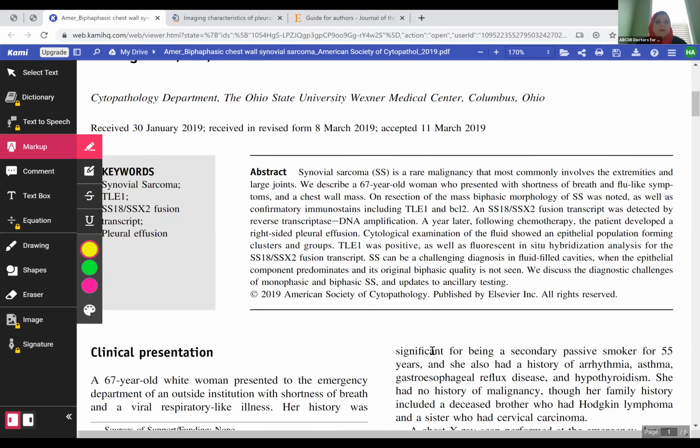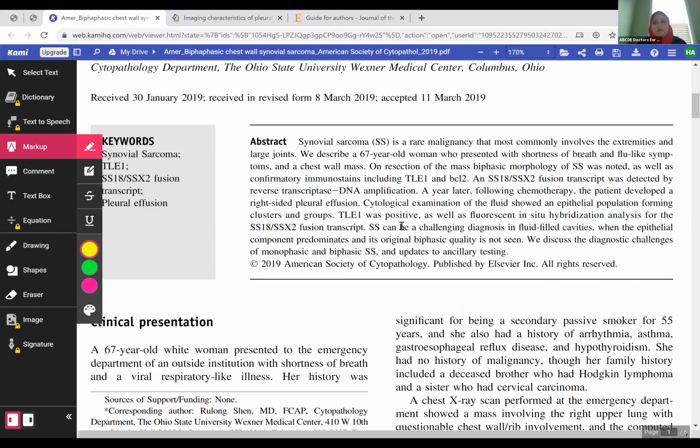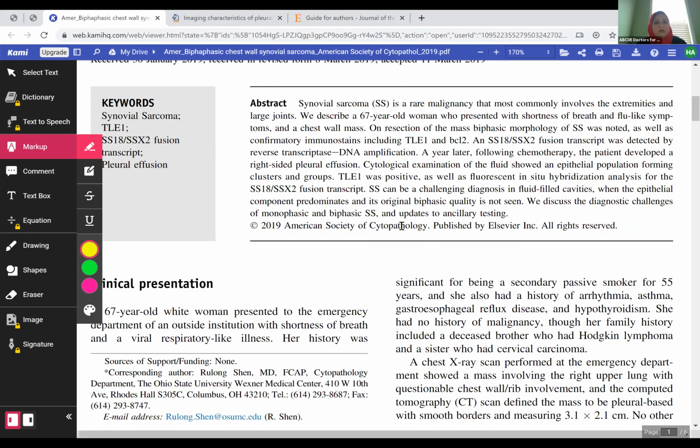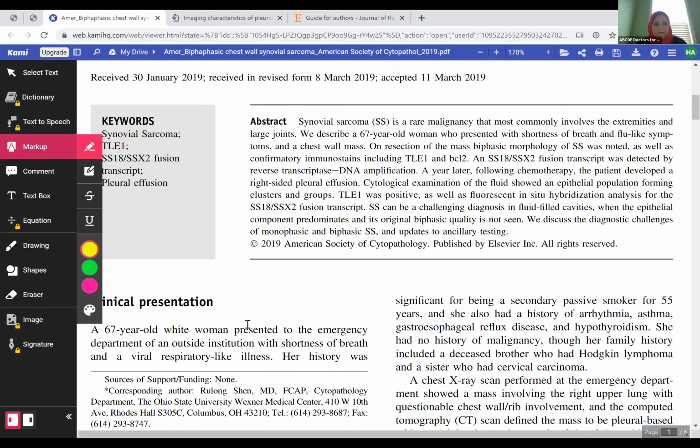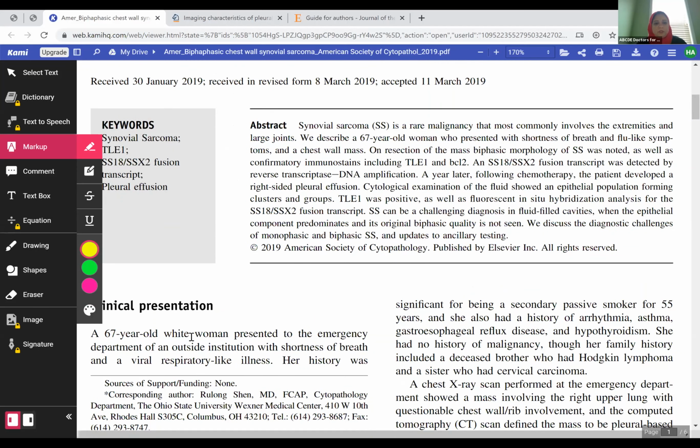So now let's go to the next part. The way this is set up depends on the journal article, the journal guidelines. The first thing that comes is the clinical presentation. How did the patient present? What was her race?